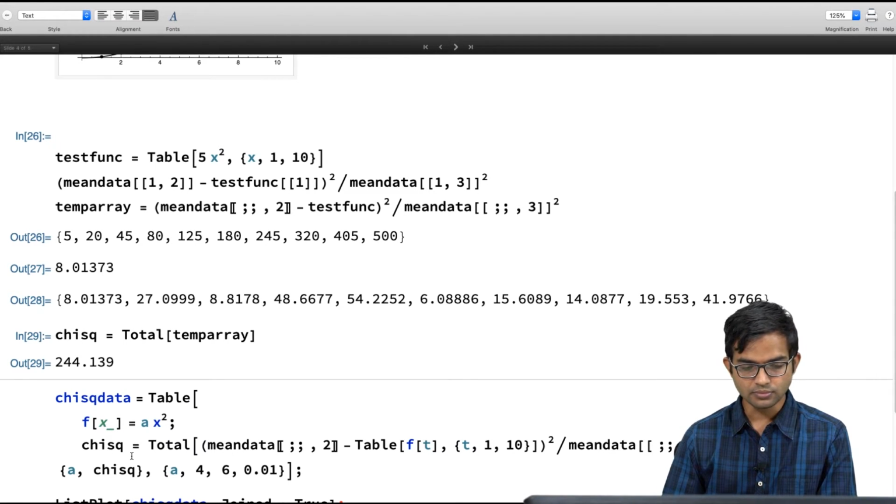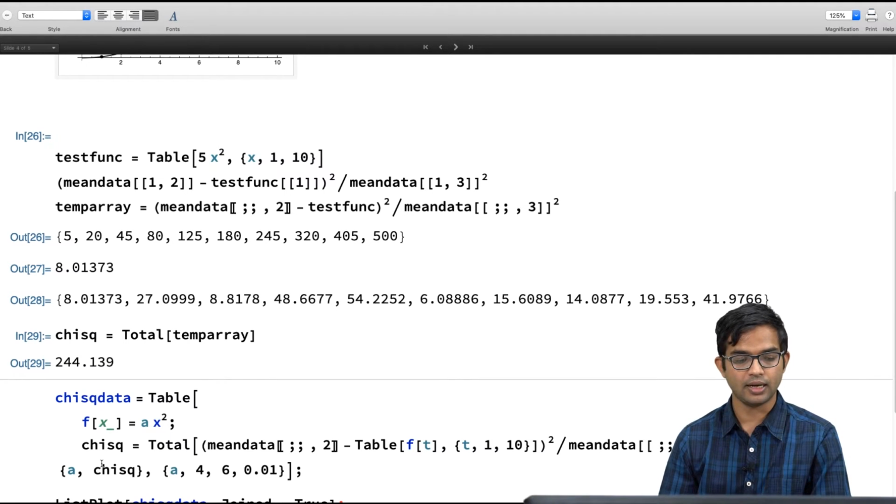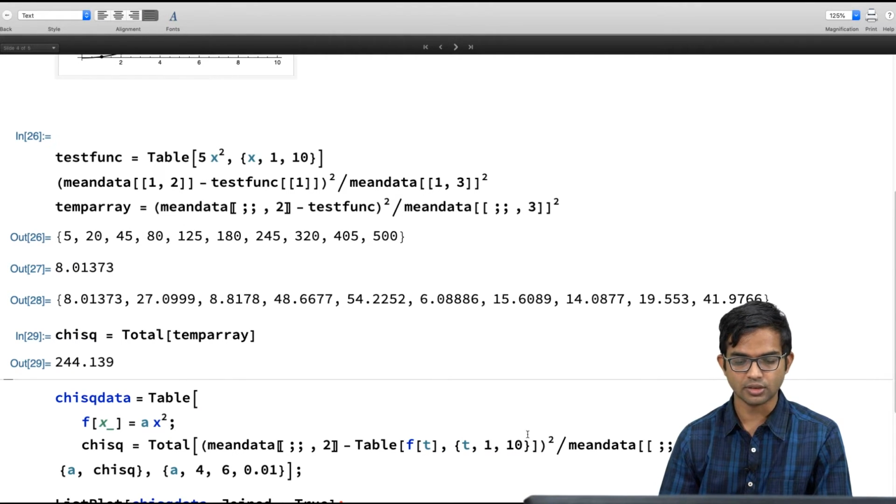Then I will carry out the same thing that I did earlier, but with respect to this function f of t. F of t is the same function, but I'm allowing a to vary here. Earlier I had just fixed a to be 5, but I want to do it for a whole range of values of a, and I will carry this same procedure out. It's mean data, [[All, 2]], minus Table of f of t, where t itself goes from 1 to 10. So I can directly define Table of f of t, t from 1 to 10, instead of defining some test function, and then it's understood that it's an array.